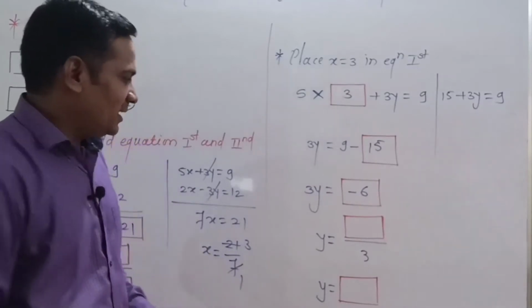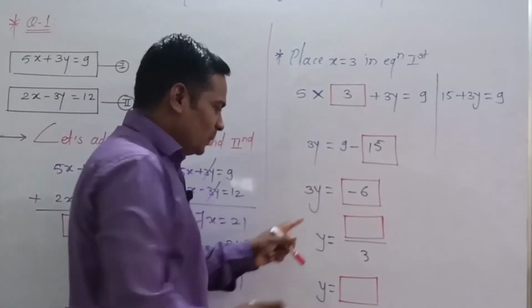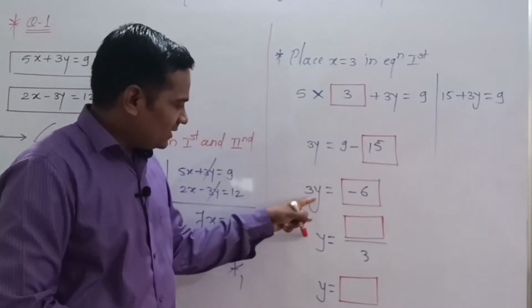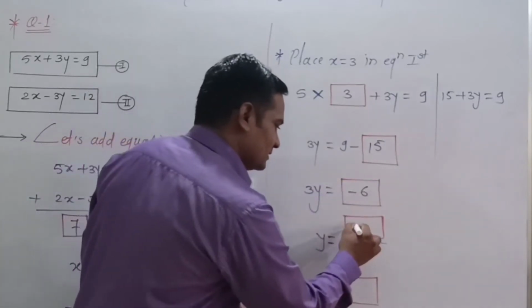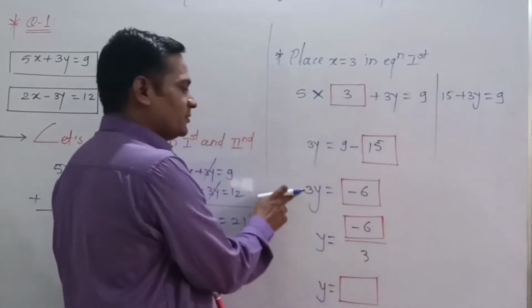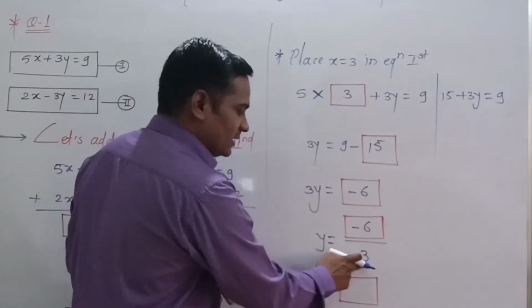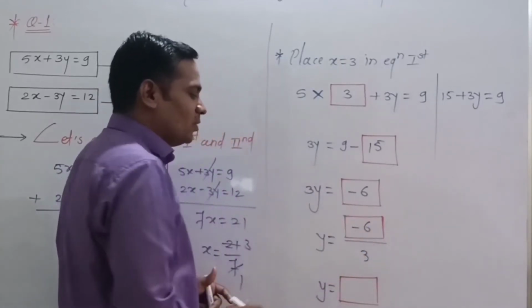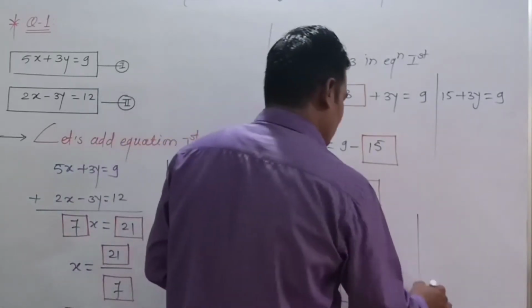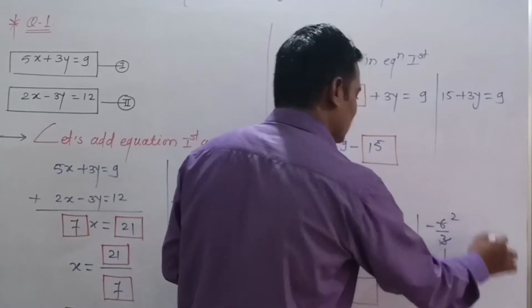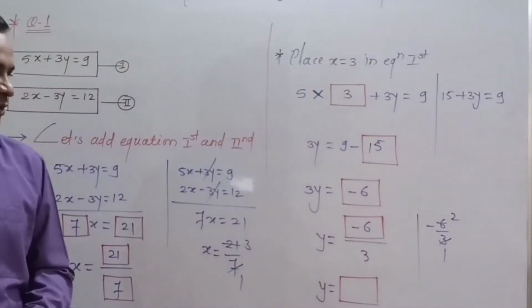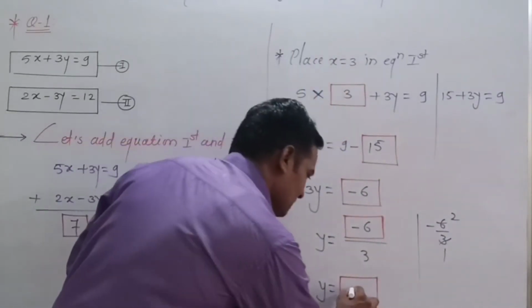Now we have to find out the value of this y, and y is the second variable, mind well. So keep that minus 6 as it is and transfer this 3 to the RHS. So it will become minus 6 upon 3. So let me show you here, minus 6 upon 3. 3 ones are 3, 3 twos are 6. That means the answer is minus 2.